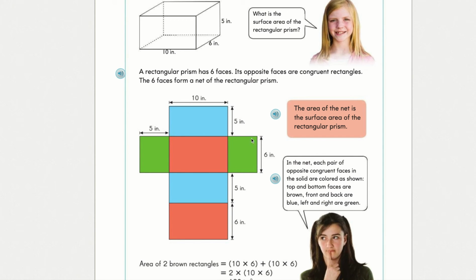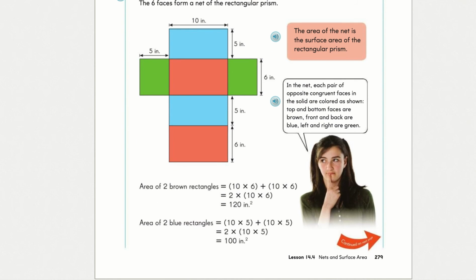They're both 5 inches by 6 inches. The ones that are colored blue are opposite each other, and they are 10 inches by 5 inches. And the ones that are colored brown are also opposite each other on the prism, and they are congruent. They're the same size and the same shape. They are 6 inches by 10 inches. So what you'd have to do is find each pair of congruent rectangles or congruent faces and multiply them.